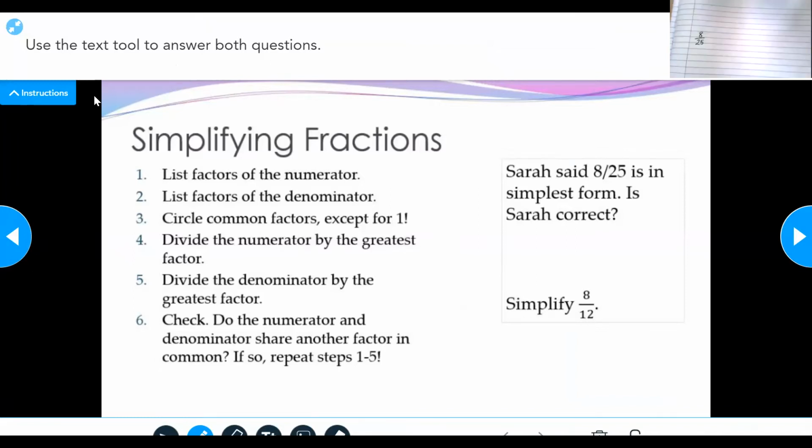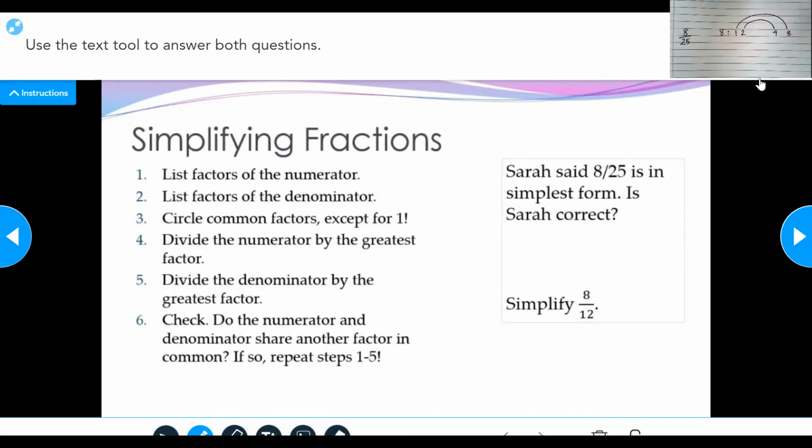All right, so factors of the numerator. That numerator is 8. So I'm going to do the factor rainbow. 8 is divisible by 1 and itself. Is 8 divisible by 2? Yes, 8 divided by 2 is 4. Is 8 divisible by 3? No. And then the next number is 4. So our factor rainbow is complete.